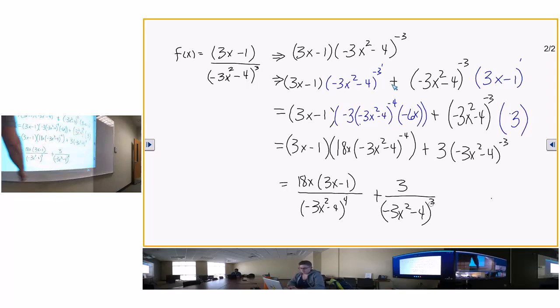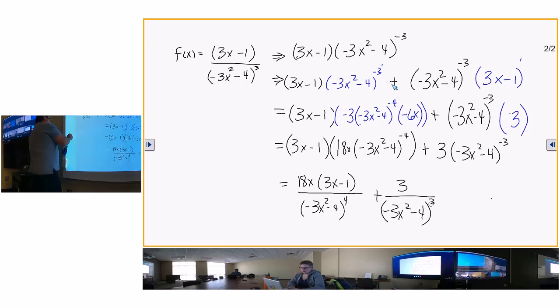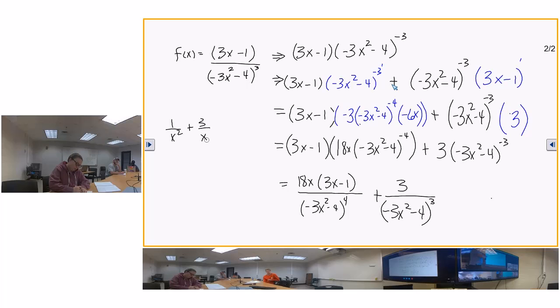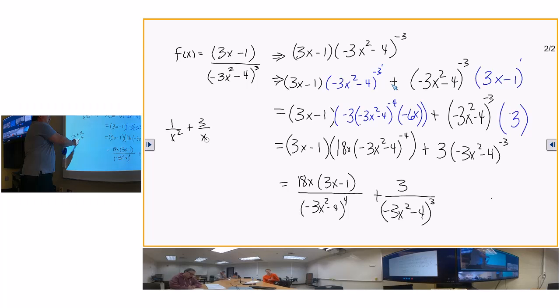Now let's go back to pre-algebra. 1 over x squared plus 3 over x. What do you go with when you get a common denominator? Do you go with the highest degree or the lowest degree? Which one will both of these go into? The highest exponent or the lowest? Highest. Go with the highest because x squared won't go into x. X will go into x squared. So the common denominator will be the highest degree.